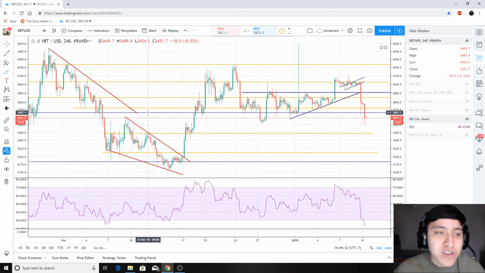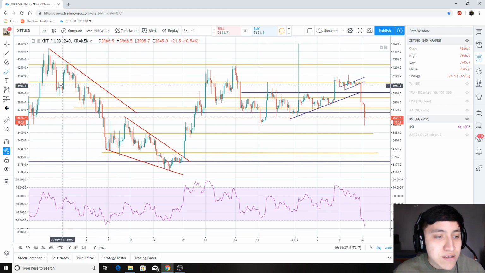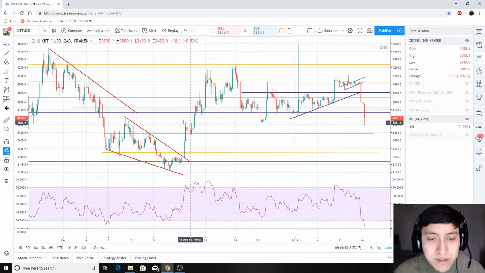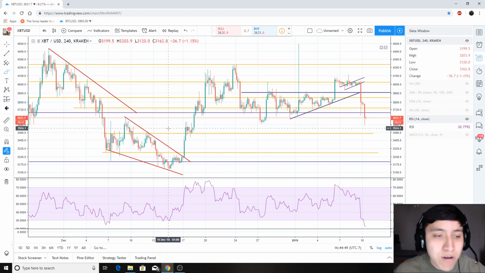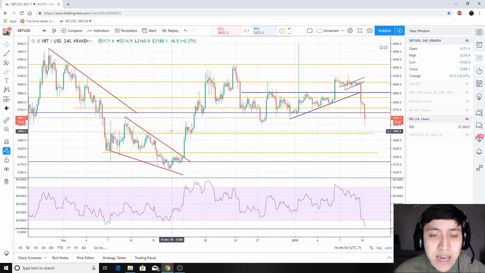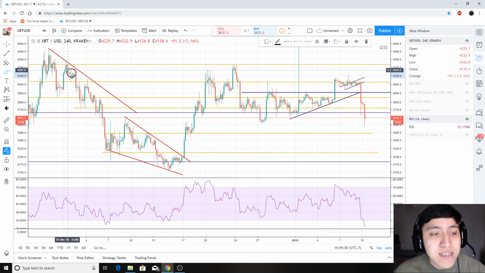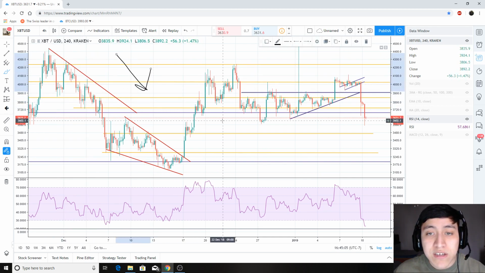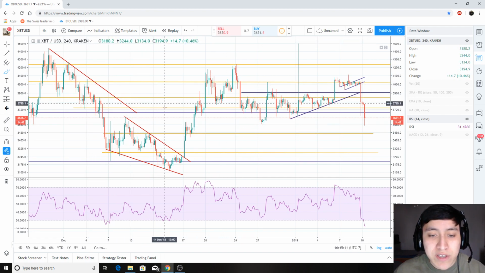Now let's talk about divergence. Divergence is this right here: lower highs, lower lows, higher highs, or higher lows. There are two different types of divergence: apparent divergence and hidden divergence. When you have lower highs and lower lows, it indicates that we're in a downtrend and that we're going to continue to go down, okay? So that would be apparent divergence.